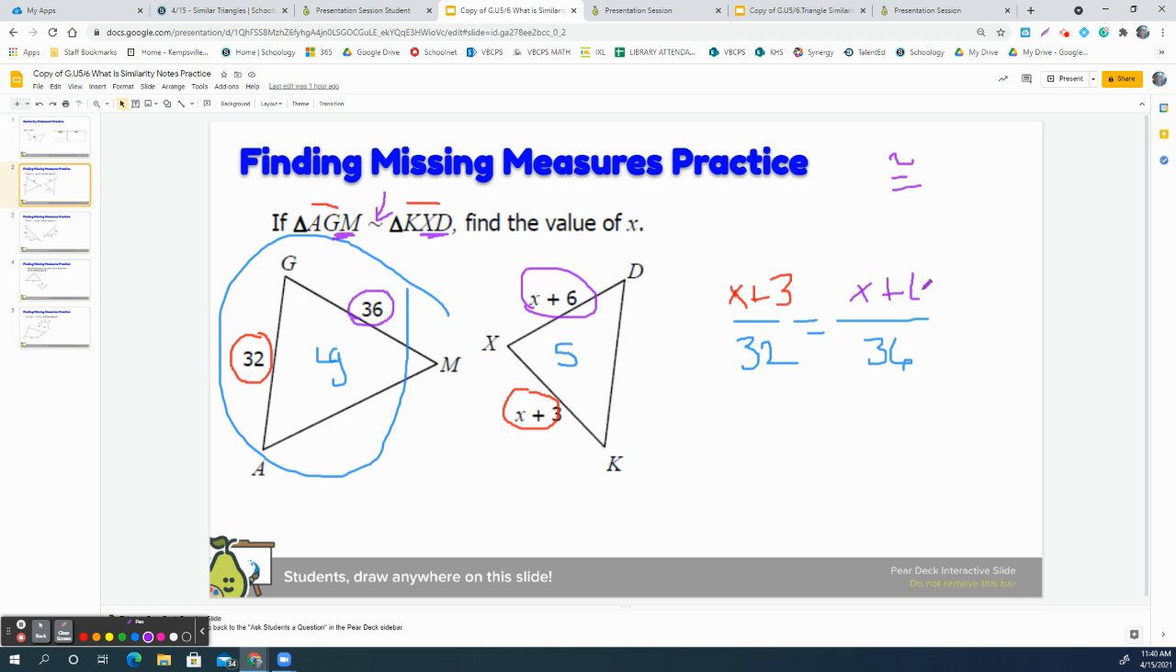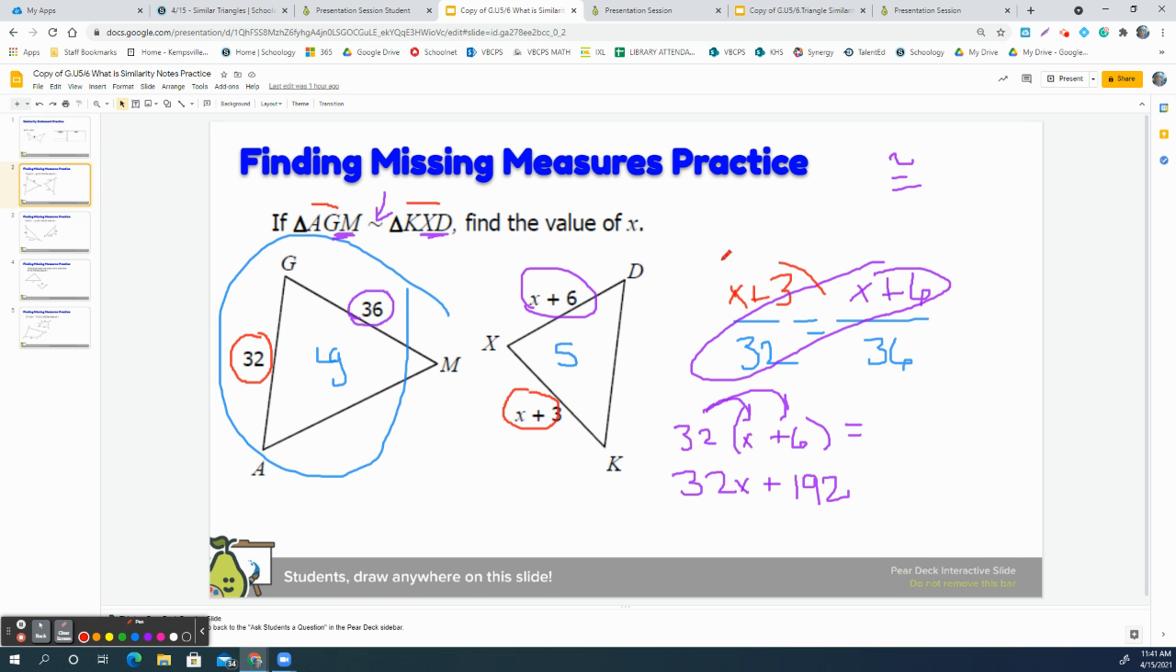So then I got x plus 3. Now we've got to cross multiply. So you multiply across the diagonal. 32 times x plus 6. And we got to distribute. Did anybody do 32 times 6 yet? It's 32 times 6. 192 maybe? Somebody check my math on that. 192? Okay. I'm so proud of myself. I could not do that mental math this morning at 7 o'clock. My brain was just not working.